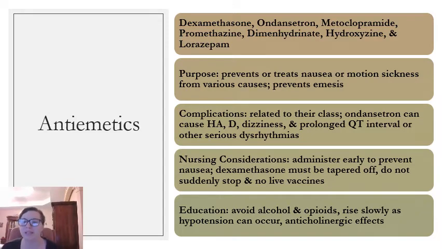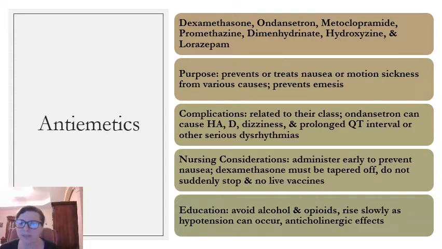So administering early is going to be the key in order to prevent the nausea. Just like with pain, you always want to treat early before you get to that point, because once you hit a certain point, it's hard to come back from. Dexamethasone, being that glucocorticoid, you're going to have to be tapered off. You don't stop those immediately, and you can't have live vaccines with it because, again, with the glucocorticoid, you have the immunocompromised state. So again, it's all related back to its classification.